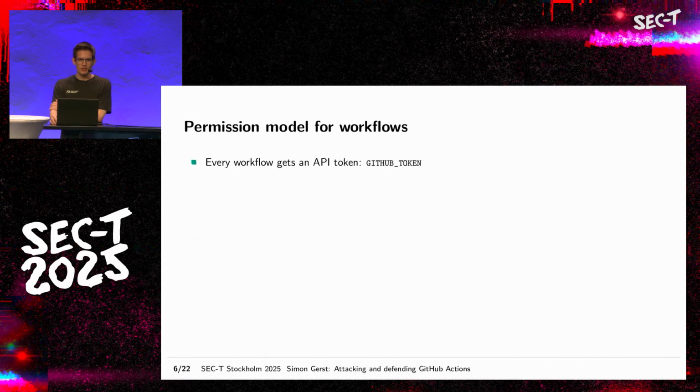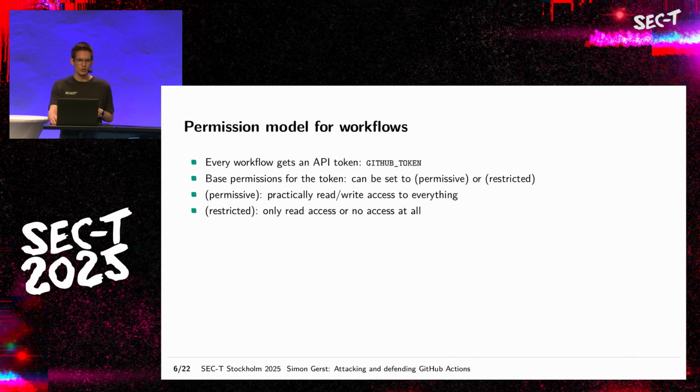And very important is to understand the permissions model for the workflows. Every workflow gets an API token, which can be used with the rest of the GitHub API, this GITHUB_TOKEN. And the base permissions for the token can either be set to permissive or restricted. If it is permissive, the token has read and write permissions to everything by default. Or if you set it to restricted, it only has read permissions.